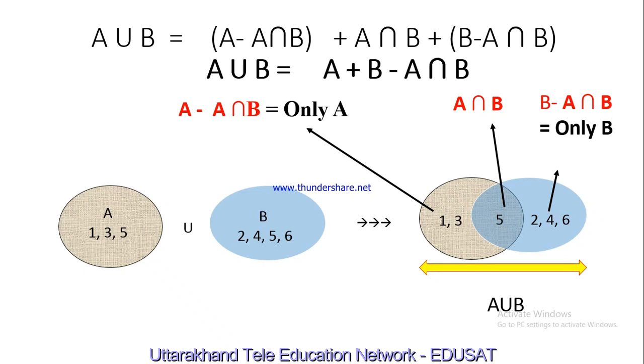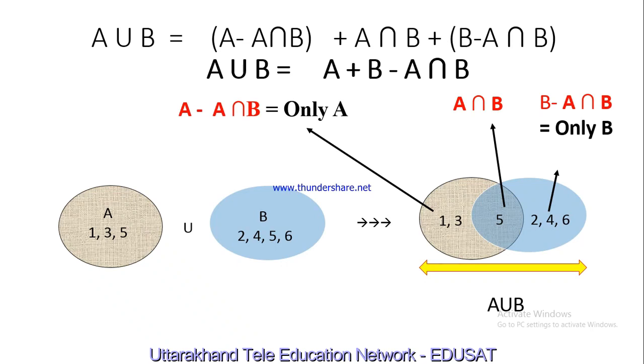And when we add them up, A minus A intersection B plus A intersection B plus B minus A intersection B, then basically we get A union B, and that is what has been shown in the first line here. A union B is equal to the first portion plus the second portion plus the third portion. The first portion is A minus A intersection B, second is A intersection B, and third one is B minus A intersection B. So we are adding them all to get A union B.